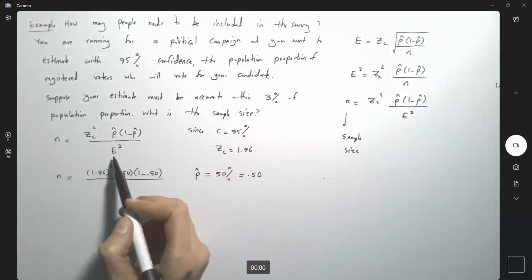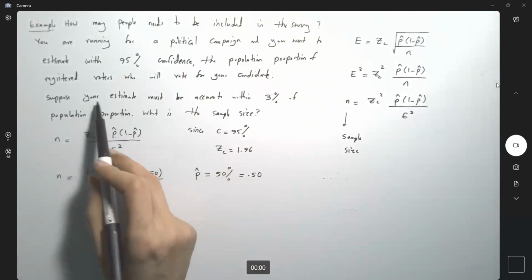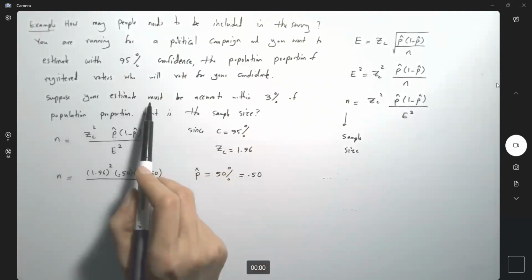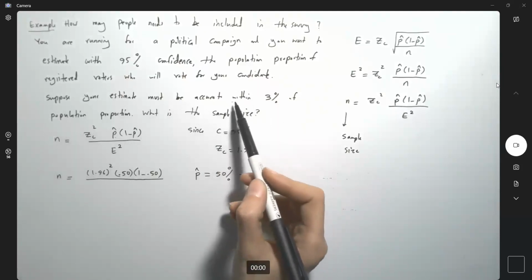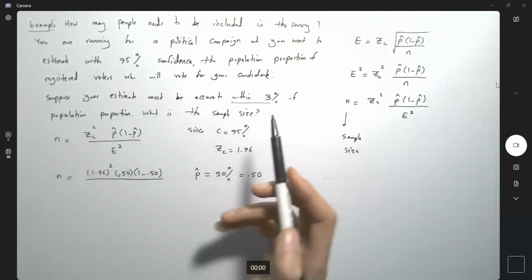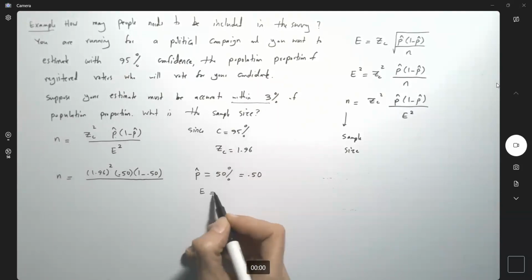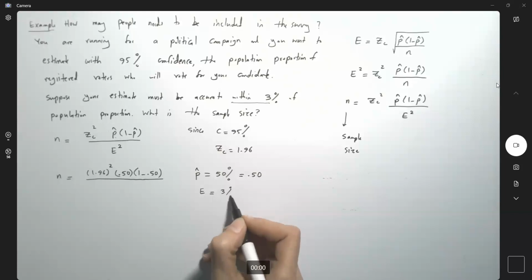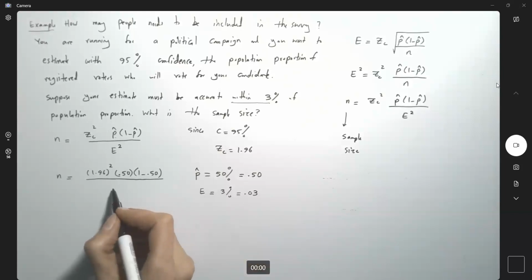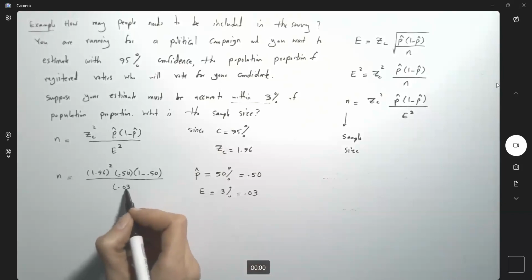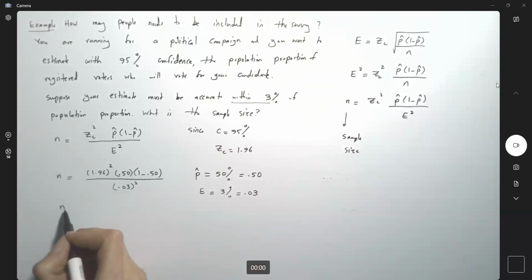My denominator is E. Remember, E is the margin of error. Take a look at this line. Suppose your estimate must be accurate within 3%. It means that you have information about the distance. E, or the distance, is 3% or 0.03. So let's punch everything into the calculator and find the sample size.